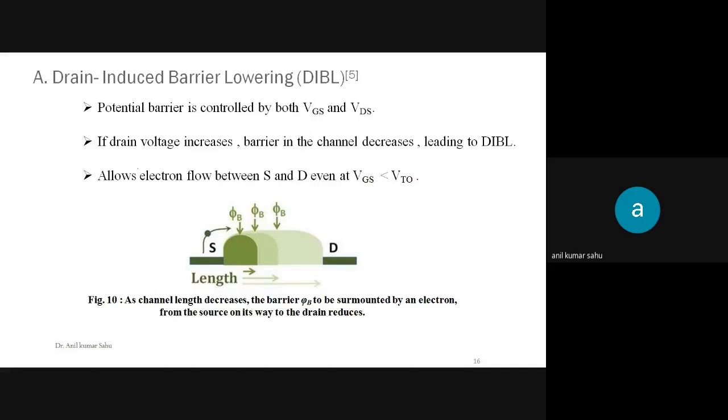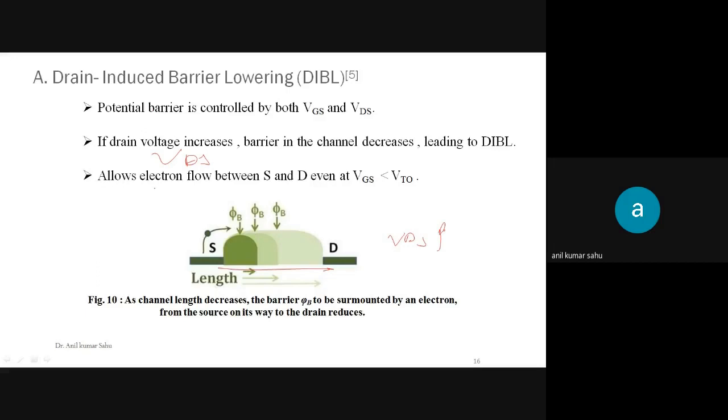In short, you know that the potential barrier is controlled by both VGS and VDS. If the drain voltage is increasing, the barrier in the channel decreases. We know that there is a channel between the source and drain. So whenever you are increasing the voltage VDS, the barrier in the channel length is decreasing, and it leads to the DIBL effect, drain induced barrier lowering effect.